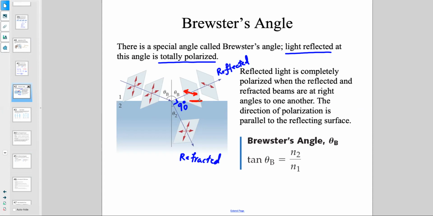In order to find theta b, tan of theta b, and that's theta b right there, is n2 over n1. Okay.